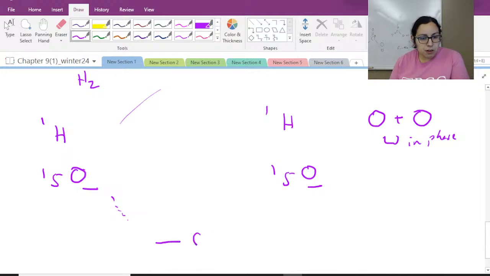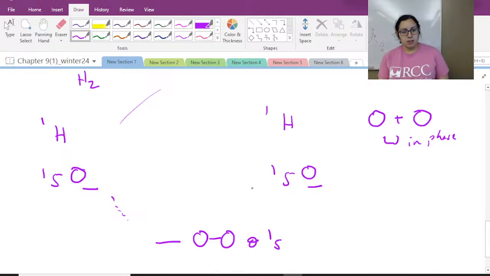Now we can draw our 1s sigma bonding orbital. This is just sigma bonding, our head-to-head connection, that's all we're showing here. We can call this our 1s sigma. This is our bonding orbital.